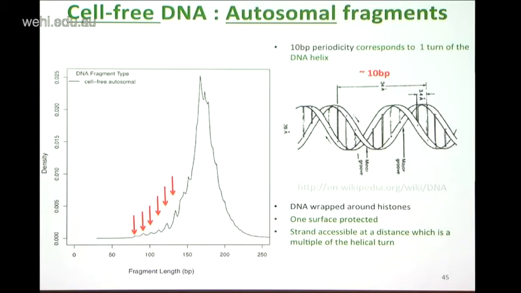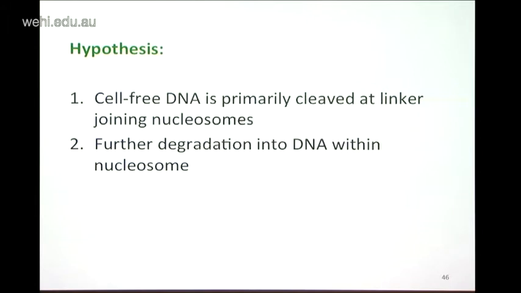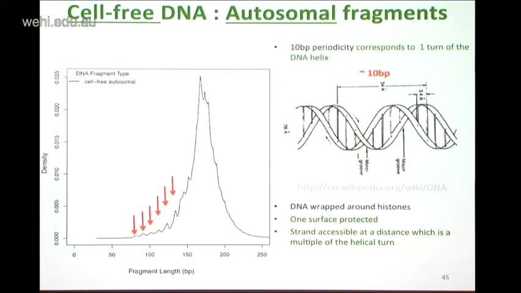Now, this gives us some evidence that first the DNA is cut at the linker, and then it's cut into the nucleosome at this 10 base pair periodicity. But if we go back, we see that the most protected structure is that mononucleosome, the single nucleosome structure, while there are only a few fragments with these lengths, which means once the nucleosome starts unraveling, the DNA is not protected and becomes rapidly cleaved.